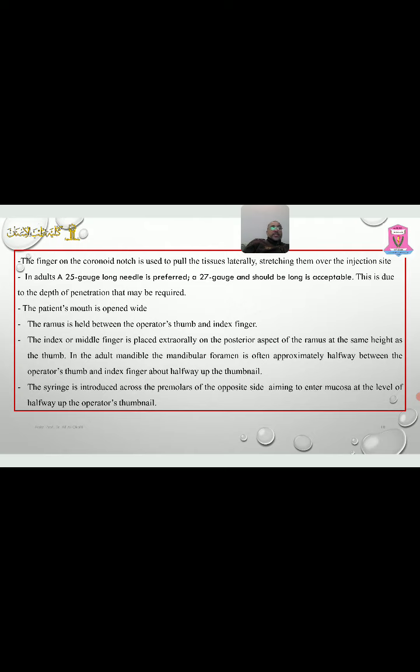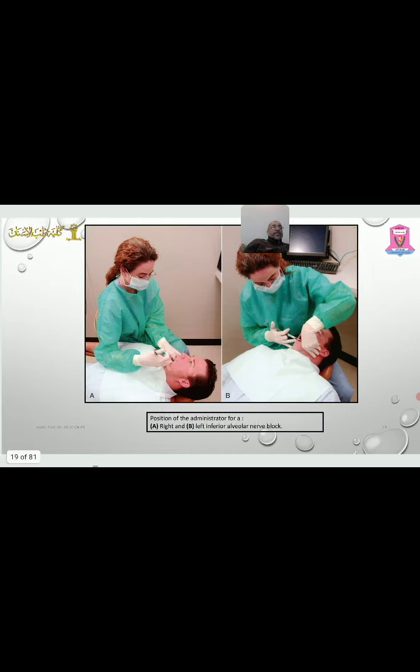The index or middle finger is placed extraorally on the posterior aspect of the ramus at the same height as the thumb. In the adult mandible, the mandibular foramen is often approximately halfway between the operator's thumb and index finger and about halfway up the thumbnail. The syringe is introduced across the premolars of the opposite side, aiming to enter the mucosa at the level of halfway up the operator's thumbnail.